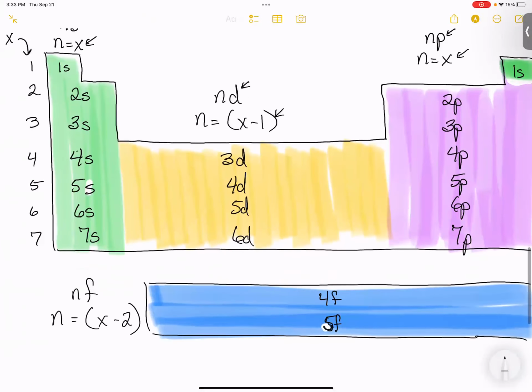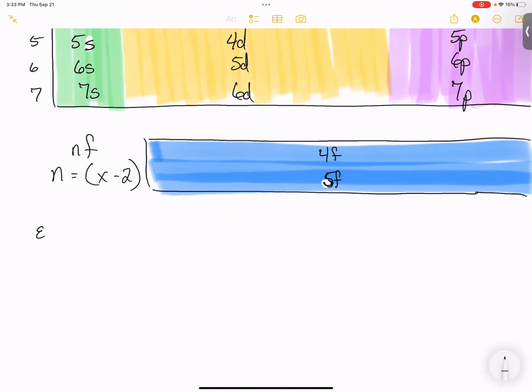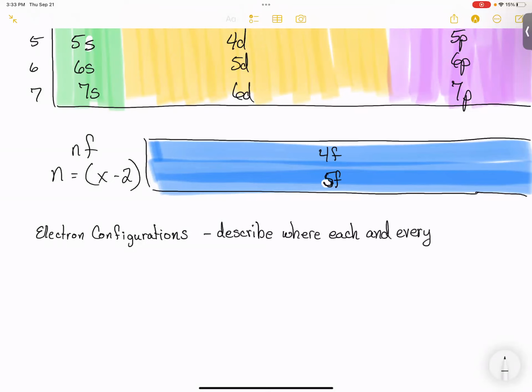Okay, so we're going to start building electron configurations. An electron configuration describes where each and every electron in an atom resides.